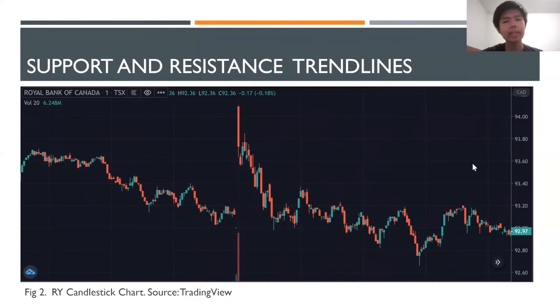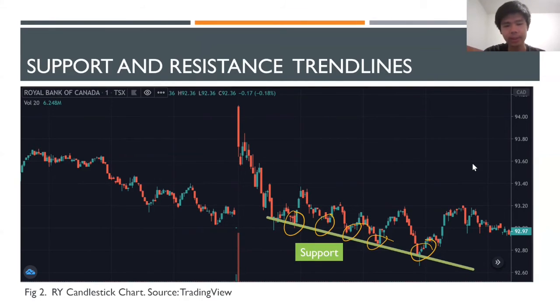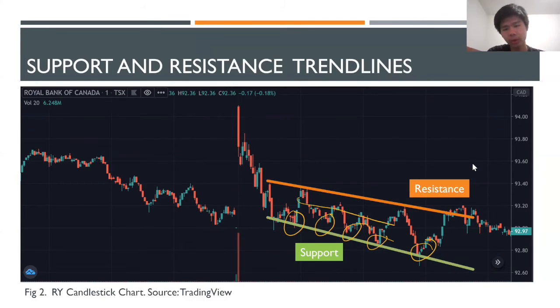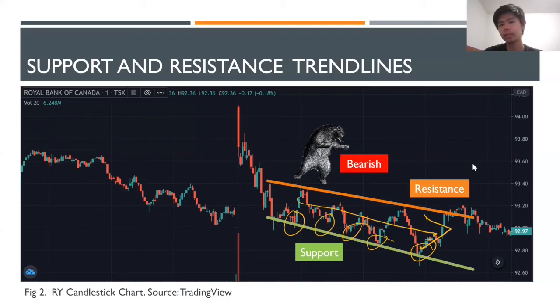Now, we can also take a look at the RBC stock chart over here. Similar to the previous chart, we can draw a line to connect these bottoms, and we can see this support line as well as this resistance line. Since the general price trend is going down, we call this a bearish trend. When a bear fights, it usually fights downwards, and that is why we call it a bearish trend.